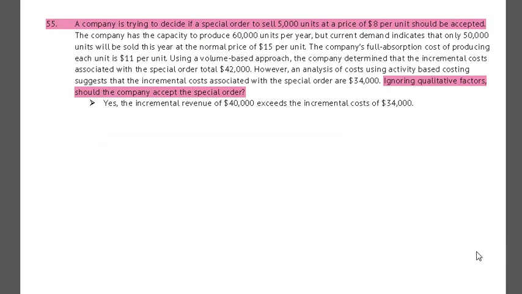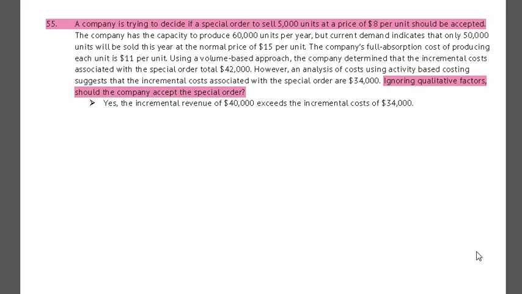Problem number 55. This problem actually doesn't require you to do any true calculations or anything. It's really asking you to look at the numbers and see whether they should accept this order. Keep in mind also, on these problems you may have a problem that has a lot more information than what you need. So you have to look and really see, what do you need to do? What is it that you're looking for?